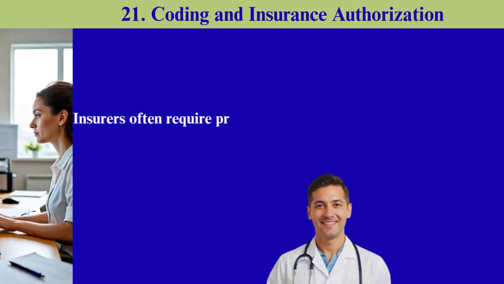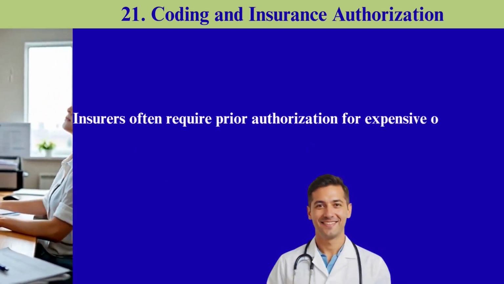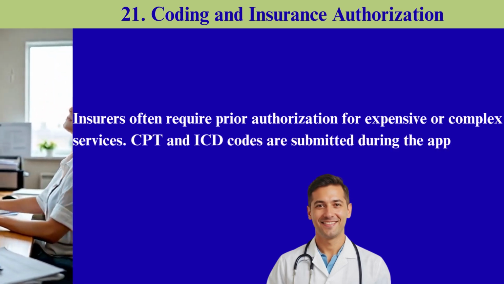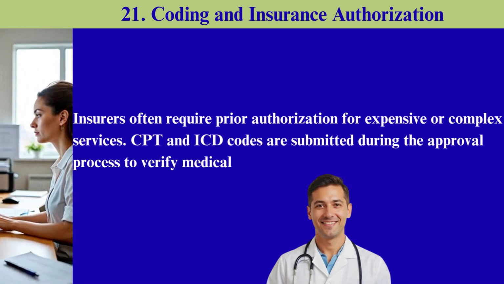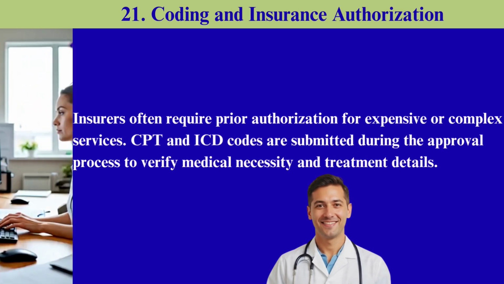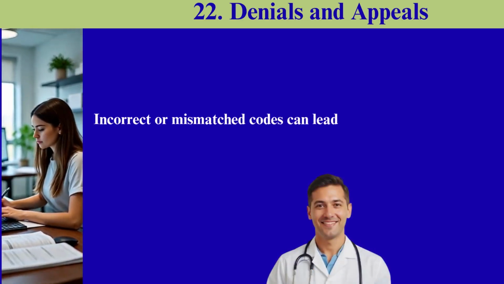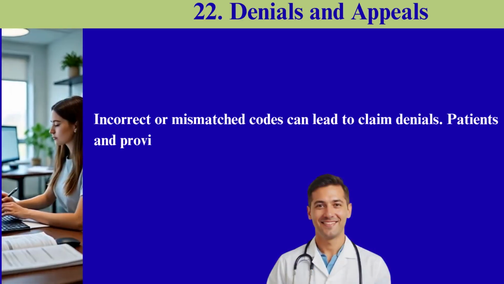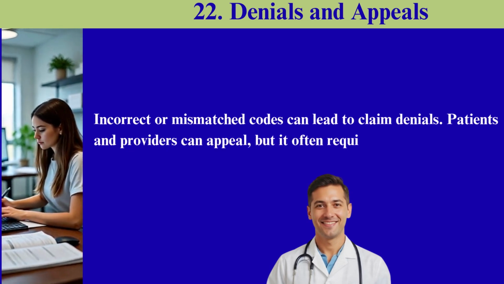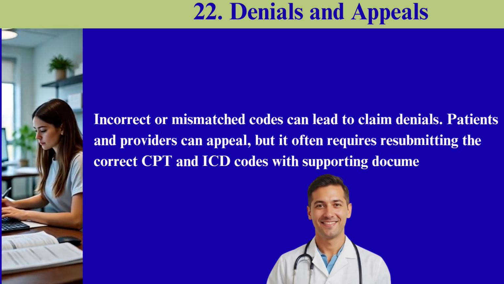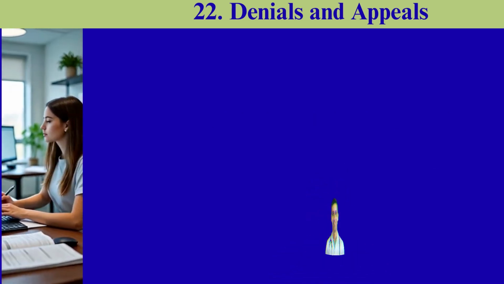Insurers often require prior authorization for expensive or complex services. CPT and ICD codes are submitted during the approval process to verify medical necessity and treatment details. Incorrect or mismatched codes can lead to claim denials. Patients and providers can appeal, but it often requires resubmitting the correct CPT and ICD codes with supporting documentation.